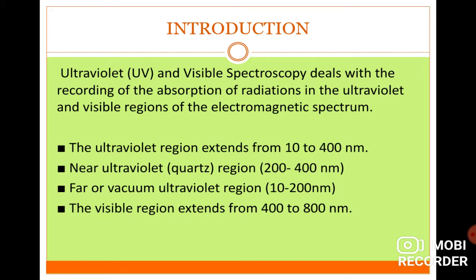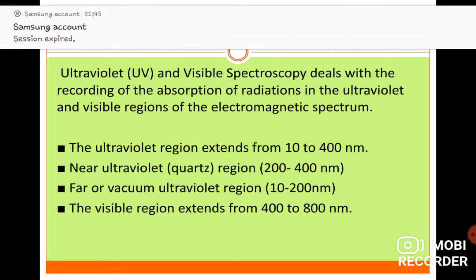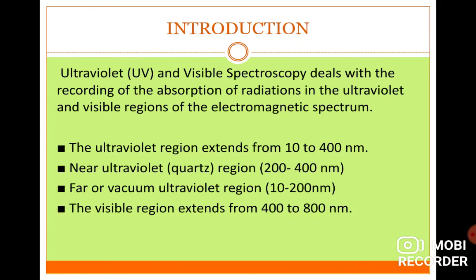Here is the introduction of ultraviolet and visible spectroscopy. The basic definition: UV visible spectroscopy deals with the recording of the absorption of radiation in the ultraviolet and visible region of the electromagnetic spectrum. So it is a recording of ultraviolet and visible radiation in the electromagnetic spectrum.